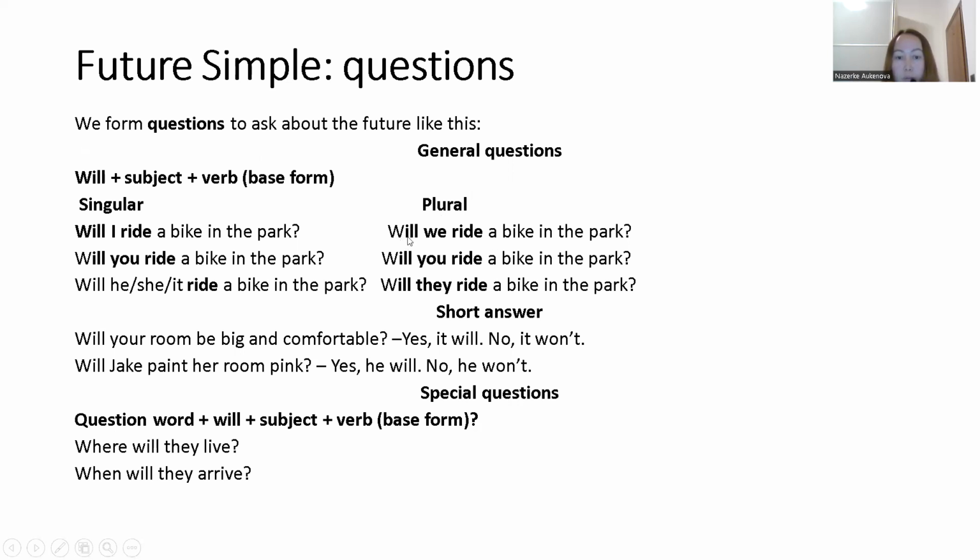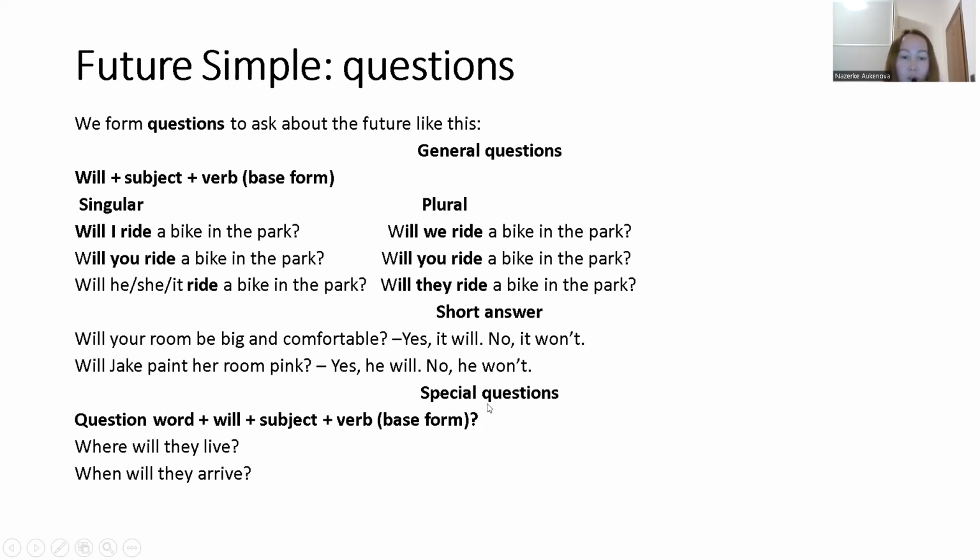In plural form, again, will we ride a bike? Will you ride a bike? And so on. We need to answer to this question like in short answer. For example, will your room be big and comfortable? And you have to say yes, it will, or no, it won't, because it's yes, no question.